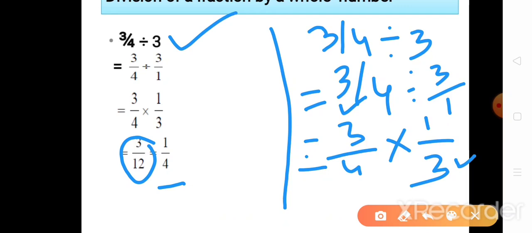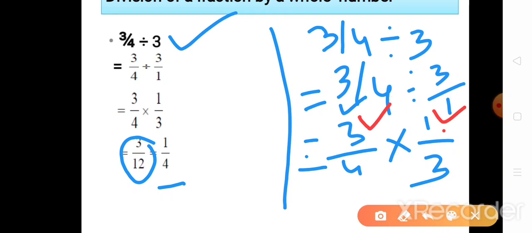Yes, we can multiply both the numerators together. We can multiply both the denominators together. But in division, the case is different. So what we can do in division is, you cannot divide both the numerators together. That means you cannot divide 3 by 1. That is going to be wrong.